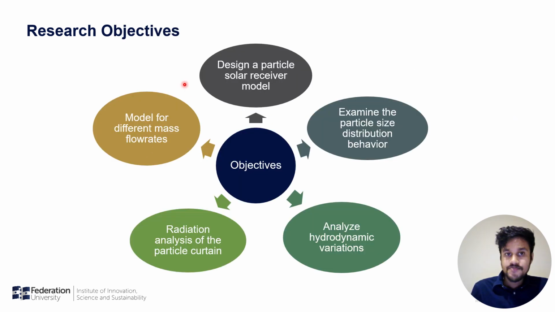In summary, the main research objectives are to design a particle solar receiver model and examine the particle size distribution behavior, and also analyze the radiation characteristics and hydrodynamic variations of the particle curtain against different particle mass flow rates.